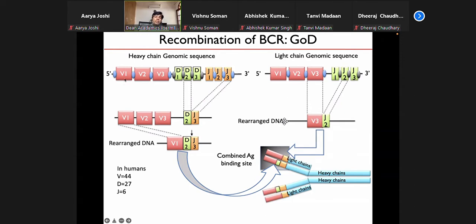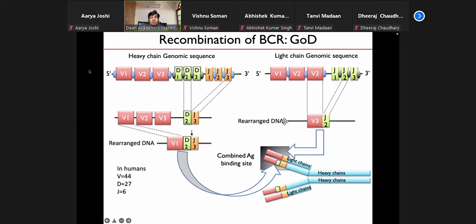So what you see, starting from 5' to 3', you actually have these modules that we represent with V. V stands for variable, D stands for diversity, J stands for joining. This is called VDJ recombination, right?